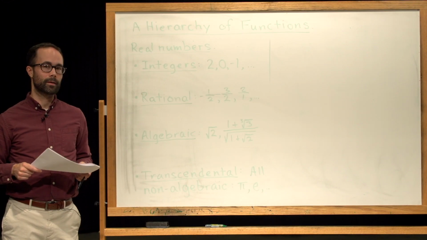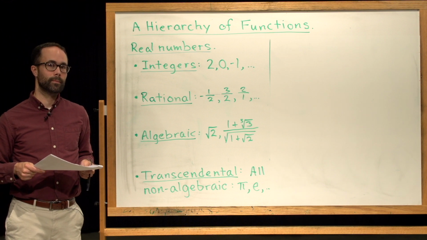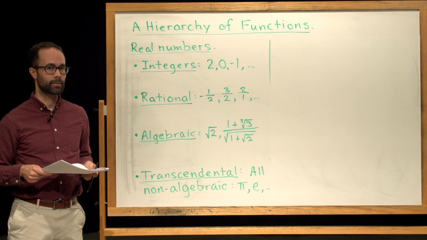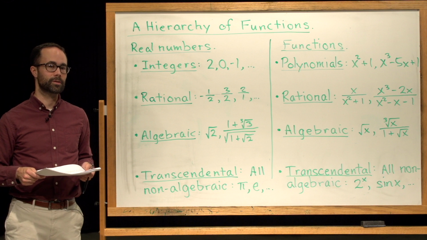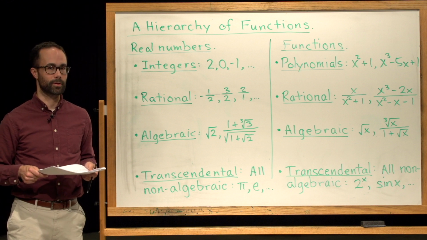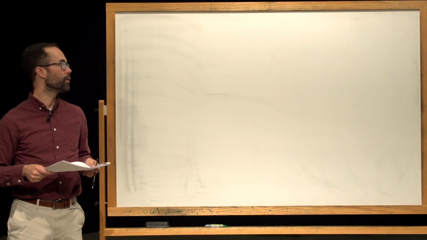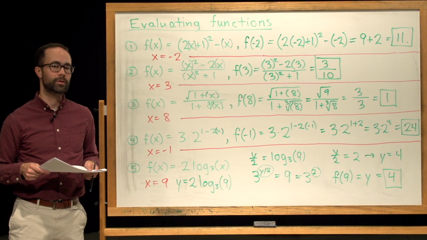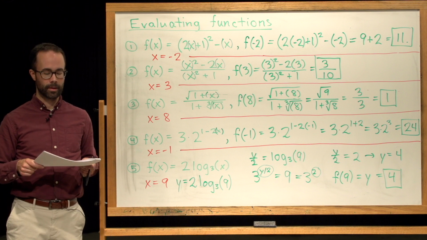So let's recap everything we've seen in this video. We saw that there were 4 different types of real numbers. Those were integers, rational numbers, algebraic numbers, and transcendental numbers. We saw by analogy that there are 4 different kinds of functions. Those were polynomials, rational functions, algebraic functions, and transcendental functions. We then looked at how to evaluate those functions, which really just means to substitute a specific value of x into the equation and simplify.